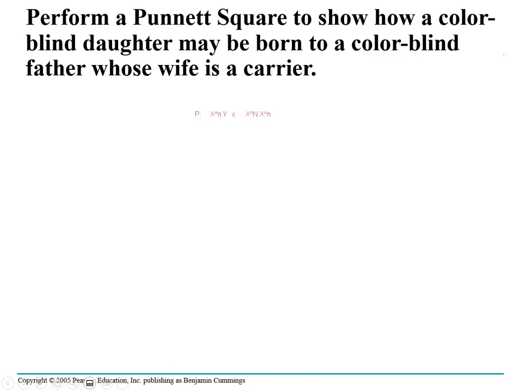The mother is a carrier, so that means she doesn't have colorblindness expressed, but she has the allele for colorblindness. She's carrying it. So her genotype, for being a female, is 2 X chromosomes: X superscript capital N, a dominant allele, and X superscript lowercase n, a recessive allele, making her the carrier. All right, so see if you can set up the Punnett square, and I'll do that as well. You might want to go ahead and pause the video while you're working on that.